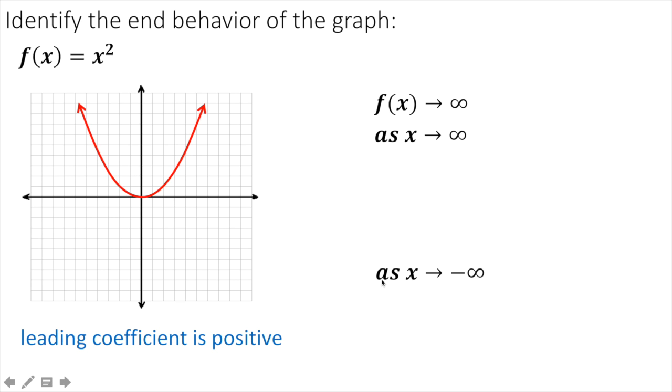Now let's look at if x gets smaller as it goes in the negative infinity direction. So in this direction to the left. As x gets smaller, as x approaches negative infinity, my f of x or my y value would still get larger, still approaches infinity. So these are my two end behaviors here. F of x approaches infinity as x approaches infinity. That just means basically as x gets larger, my f of x, my y, gets larger as well. And as x gets smaller, my f of x or my y still gets larger, still grows.